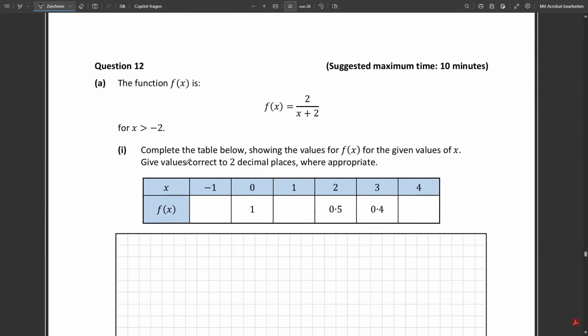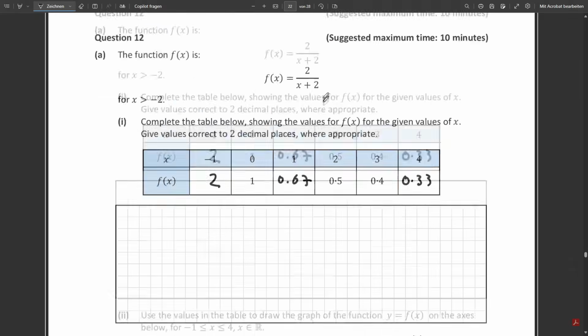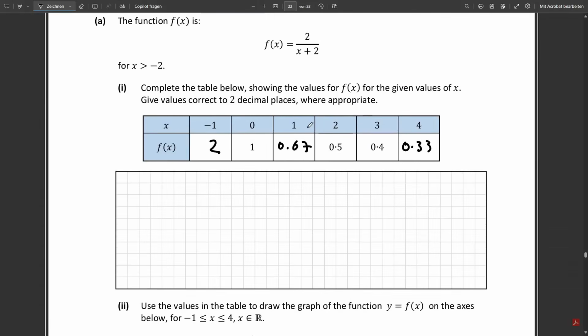So here we have a function, and we're asked to just plug in values. So if we have x is minus 1, we'll have minus 1 plus 2 gives us 1. 2 divided by 1 will give us 2. Or you can do this in your calculator, the function button. When it's 1, we'll have 2 over 3. To 2 decimal places, 2 divided by 3 is 0.6666, so rounding it up is 0.67. And then 4 plus 2 gives us 6. 2 divided by 6 is a third. So 0.3333 repeating.